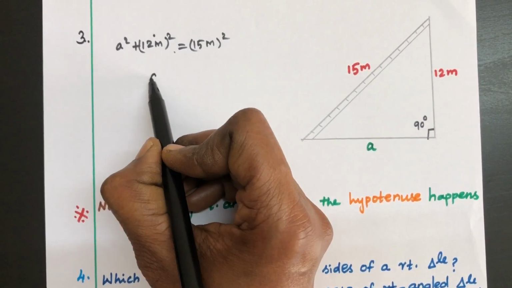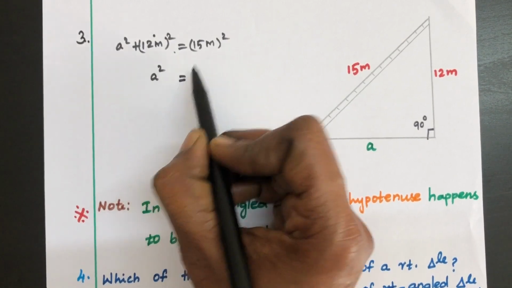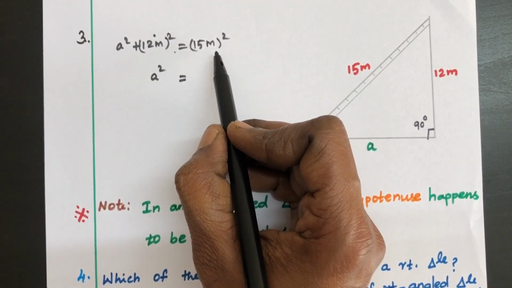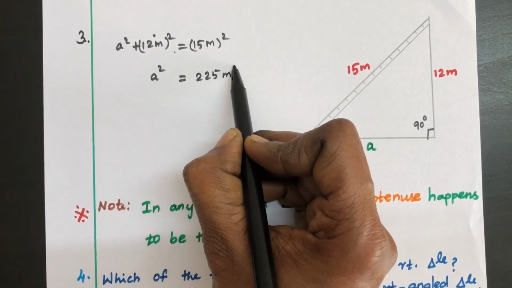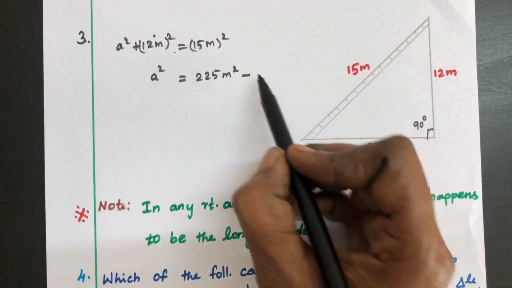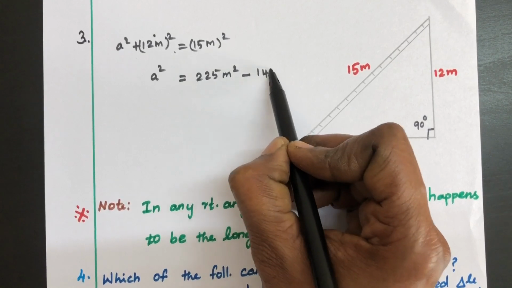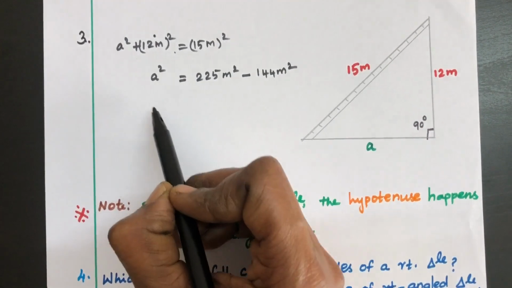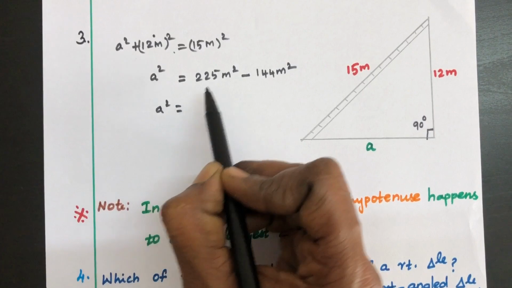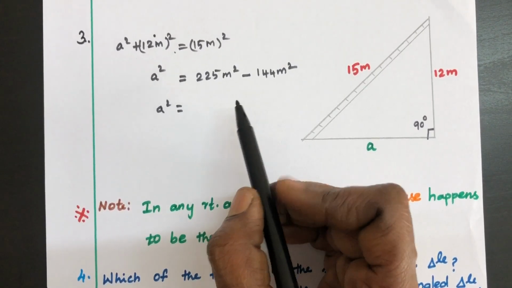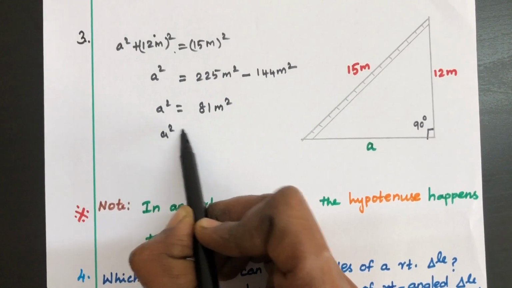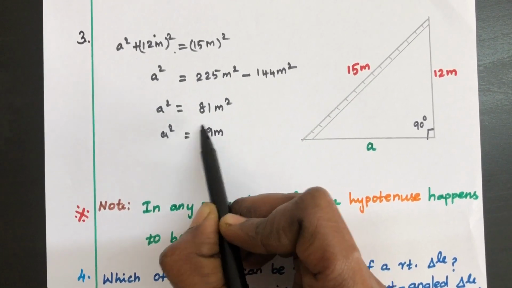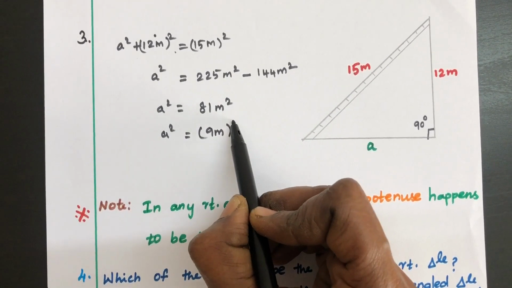So now we are going to find a square. A square is equal to 15 meter square minus 12 meter the whole square. 15 square is 225 meter square. 12 squared is 144 meter square. So a squared is equal to 225 minus 144, which gives us 81 meter square. 81 can be written as 9 squared, right? So a is 9.